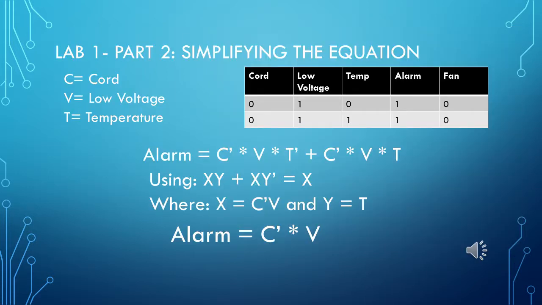First, the alarm turning on. The truth table shows the alarm to be on two times: when C' and V and T', or C' and V and T. This can be simplified using the theorem XY or XY' is equal to X. X in this case equals C' and V, and Y equals T. Now the equation reads C' and V, since this was X.